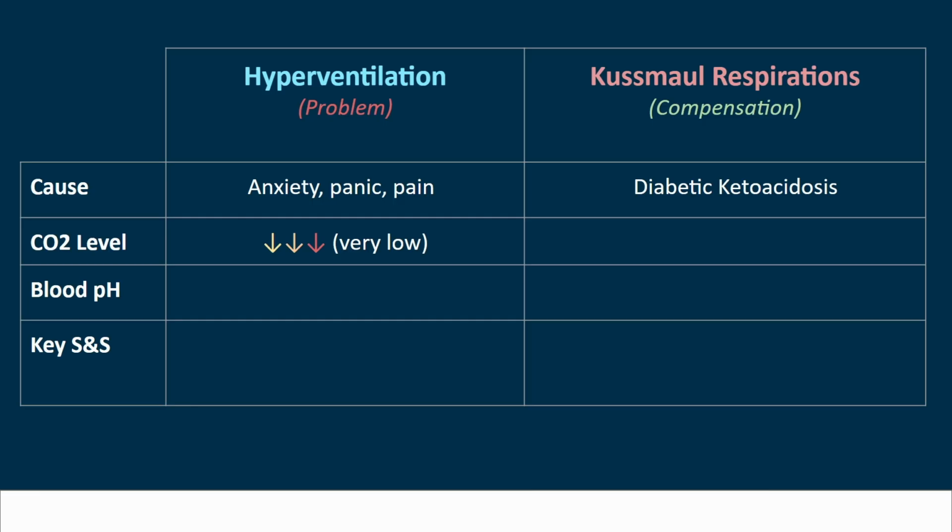It would increase? Okay. Show me what Kussmaul respirations look like. Great job, I think. Essentially, if I'm breathing fast, it's coming out, right? Even though they are both low CO2 levels, the pH is different.